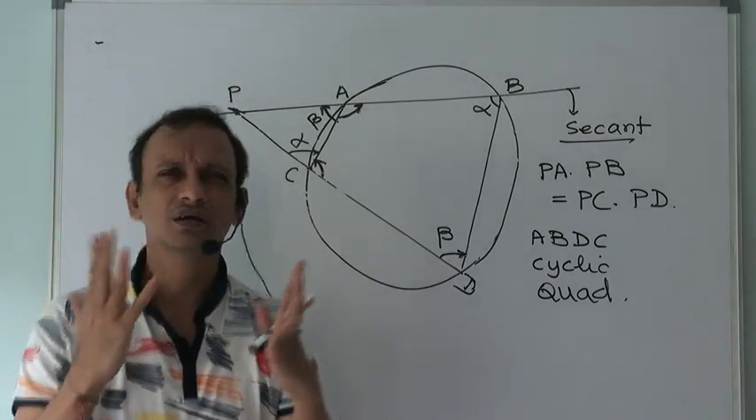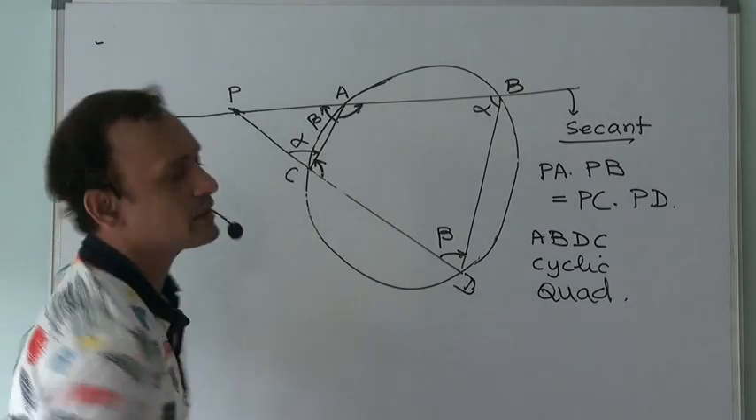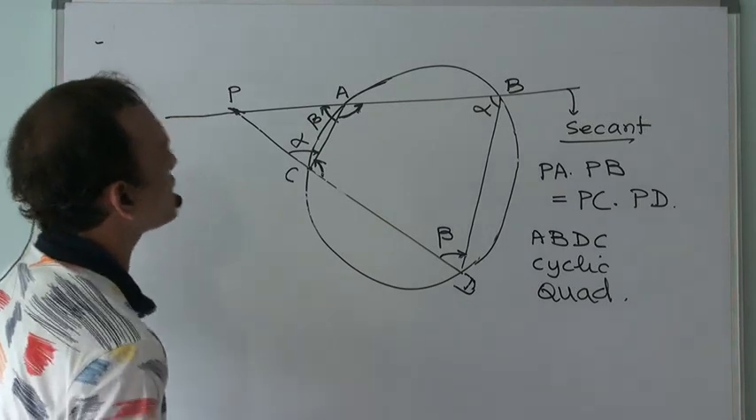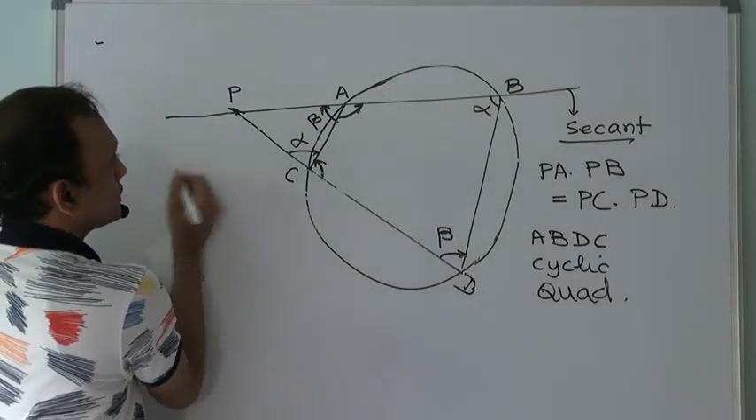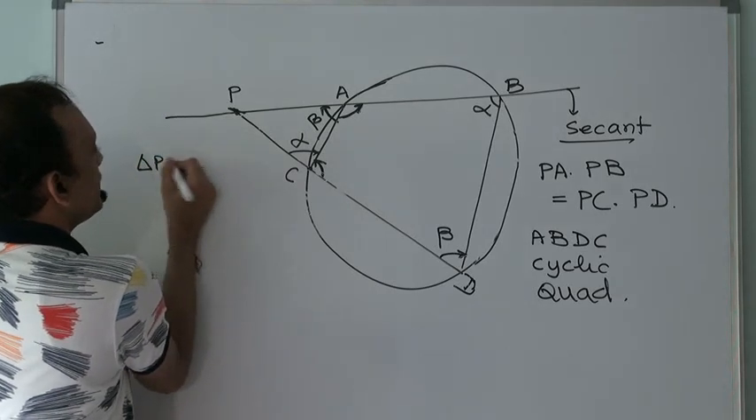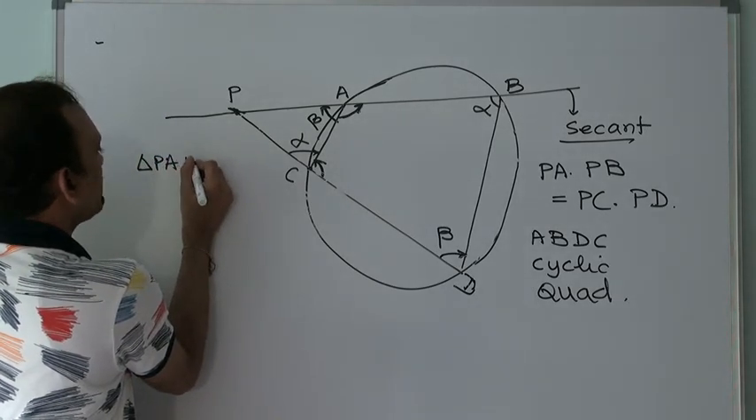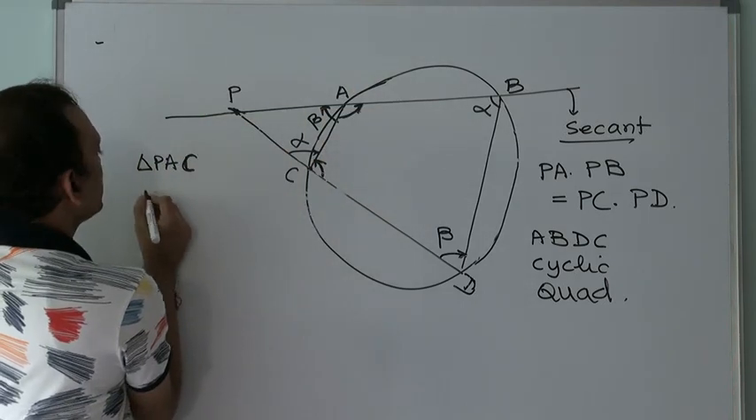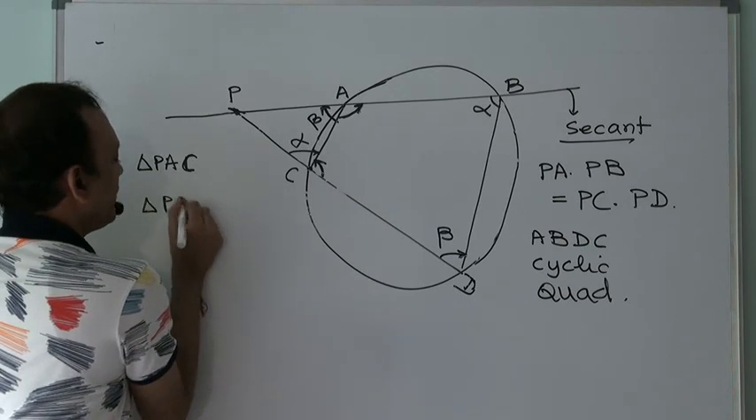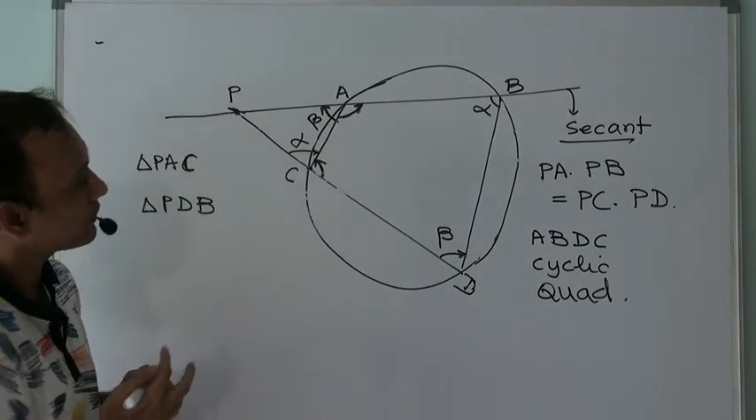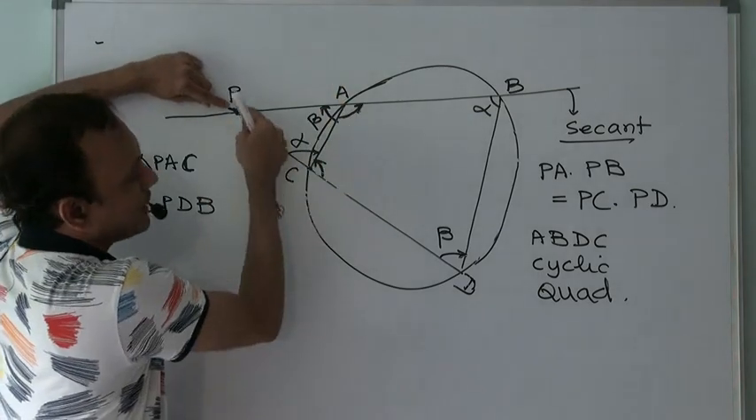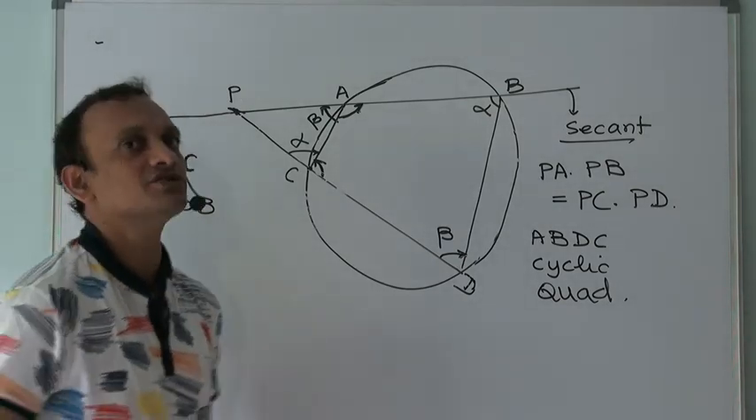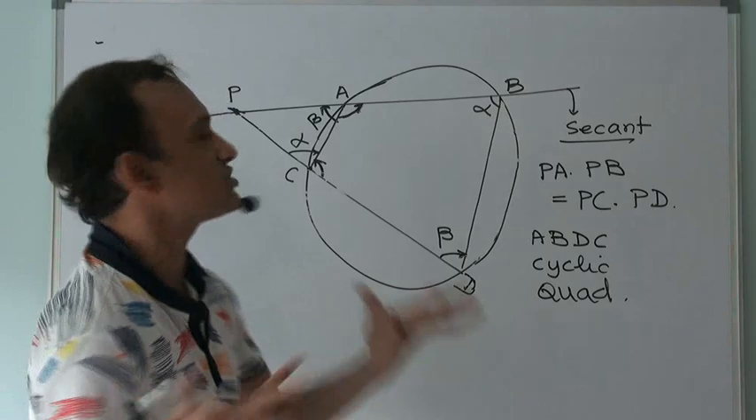Now, it's all straightforward. If you've done similar triangles properly in the past, then you would have a hang of it. You would know that it's ordinary stuff. Realize that in triangle PAB, PAC for example, this triangle PAC and triangle PDB. See, look at this triangle PAC and PDB. Look at these two triangles. How difficult is it to establish that these two triangles are similar triangles?